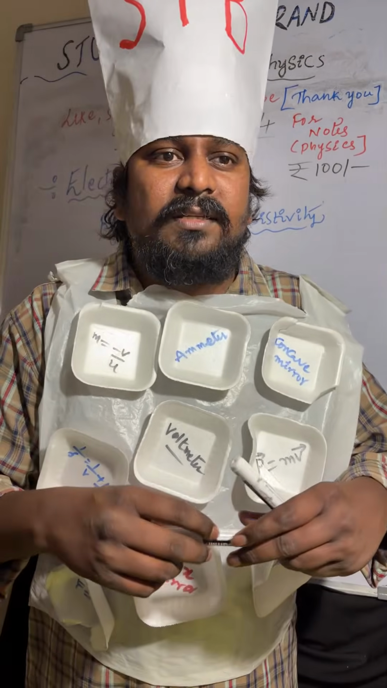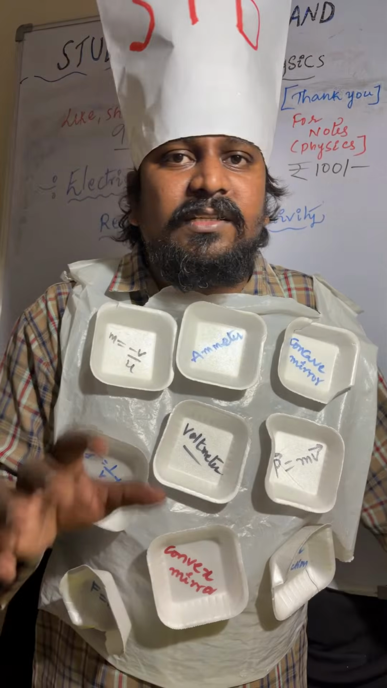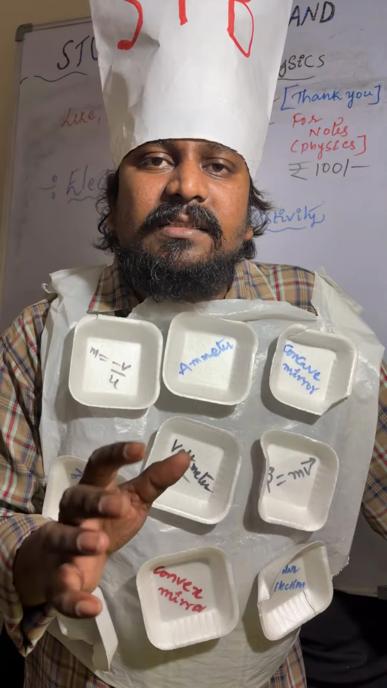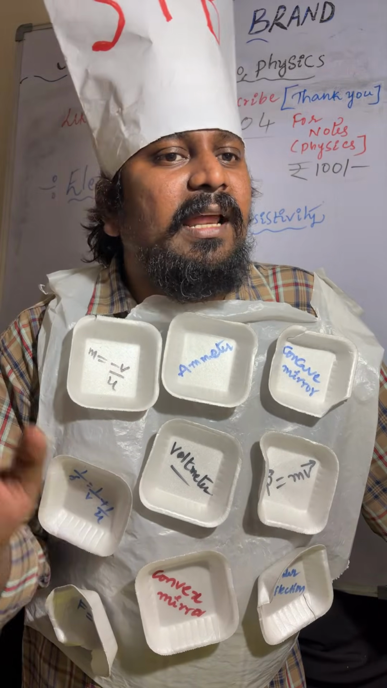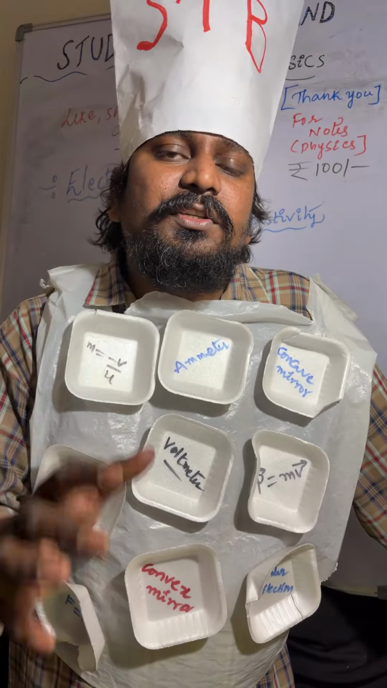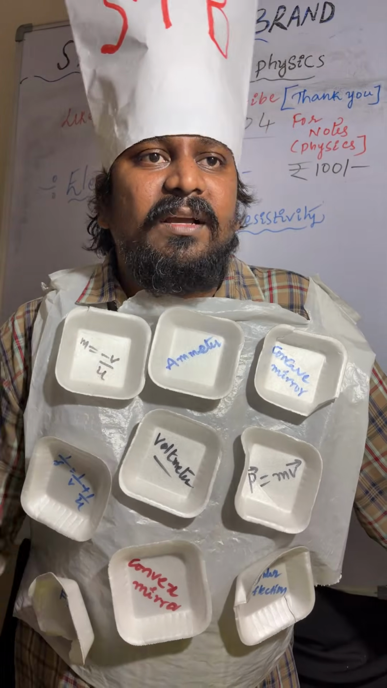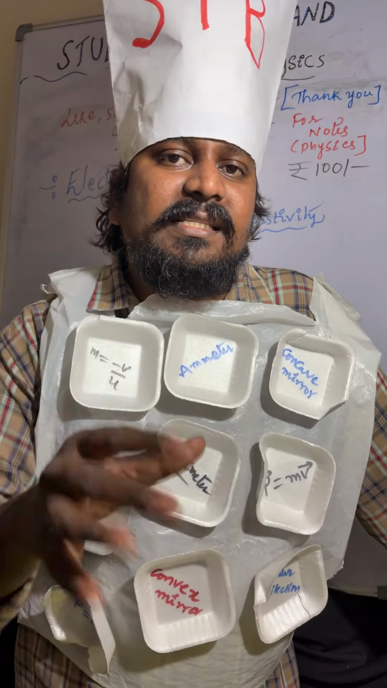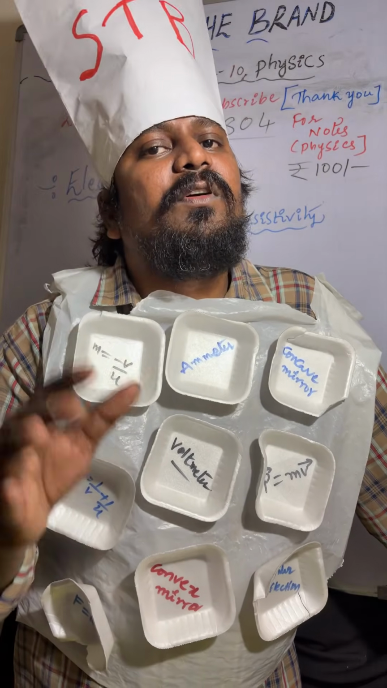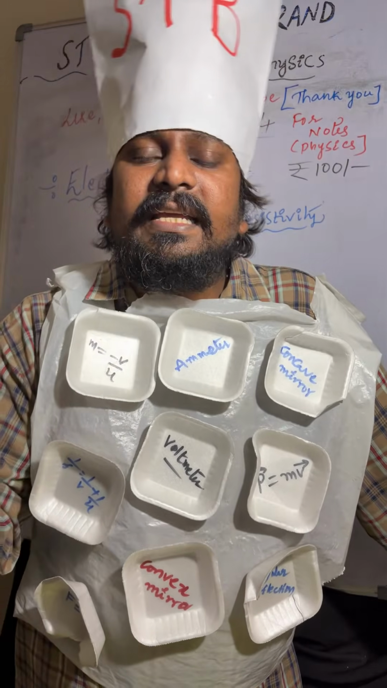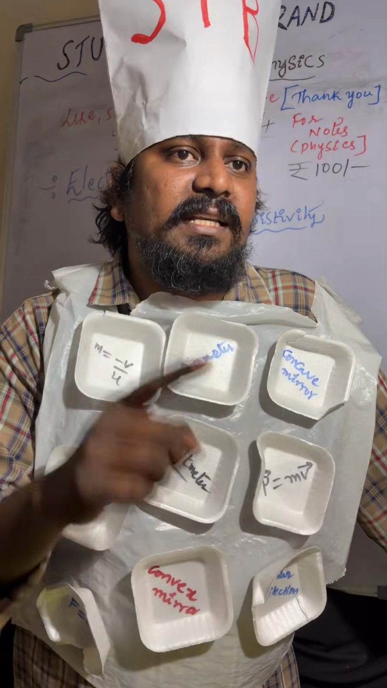Resistance is the phenomenon of opposing the electric current. A resistor is a device which is used to oppose the electric current. The SI unit of resistance is ohm.